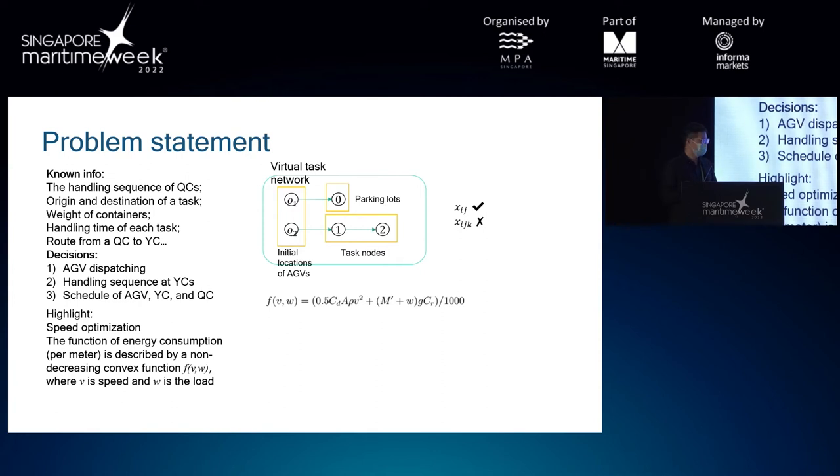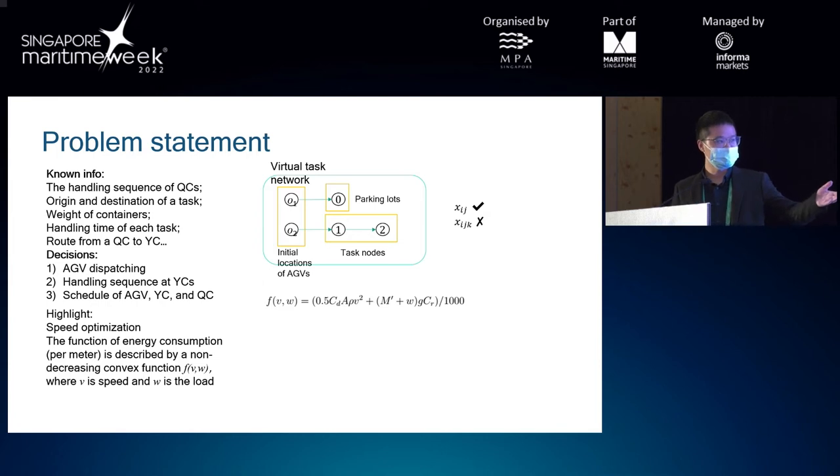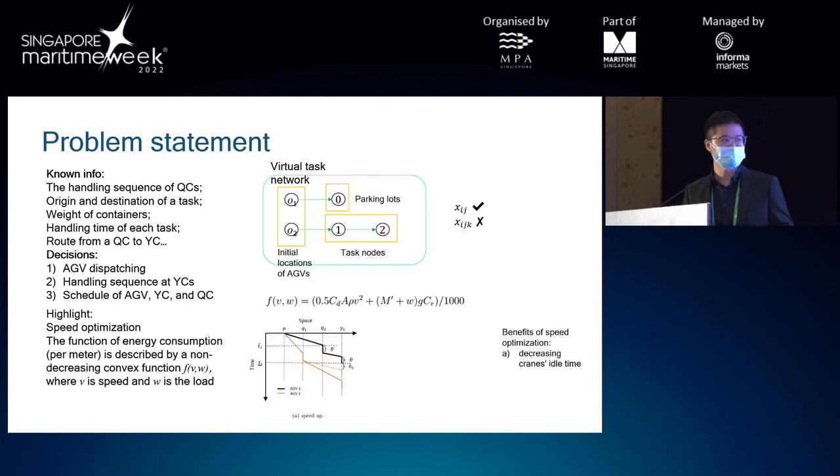We have two highlights. The first one is speed optimization. The function of energy consumption is described by this function. We can see that with a higher speed, we will have a higher energy consumption.